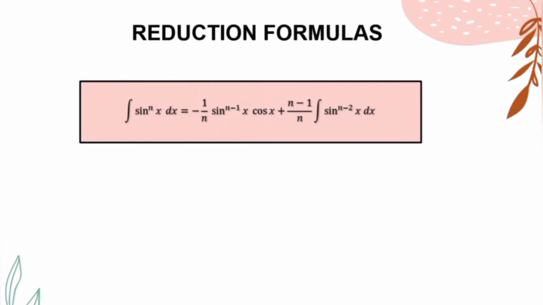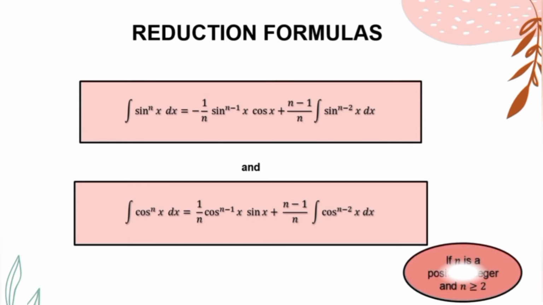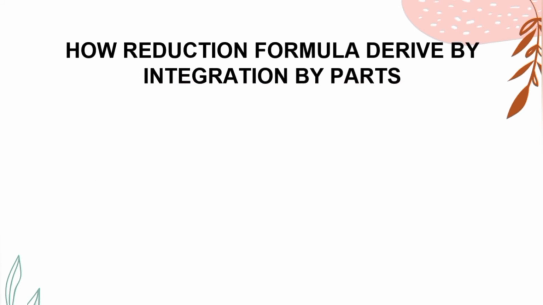Next is reduction formulas. Integration by parts can also be used to derive reduction formulas. There are two types of reduction formulas. One is for sin x to the power of n and the other one is cosine x to the power of n. This formula can be used if n is a positive integer and n is more than or equal to 2. For your information, these two reduction formulas are derived from integration by parts.